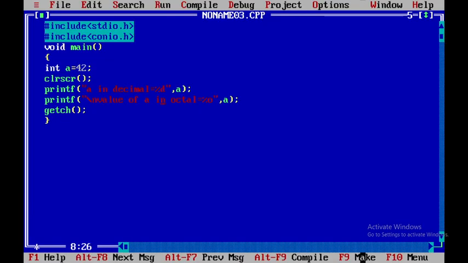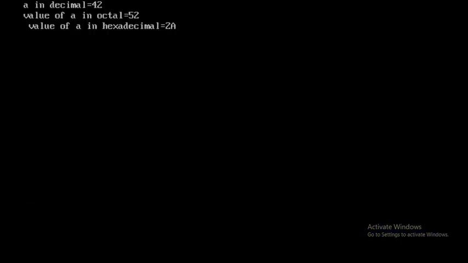Okay, and now if you want to print this value of a in hexadecimal, just write down printf the value of a in hexadecimal is equal to percent capital X. If you use capital X, it gives an output in hexadecimal form, decimal to hexadecimal. So if we run here, it is 2a. Now you can check here.